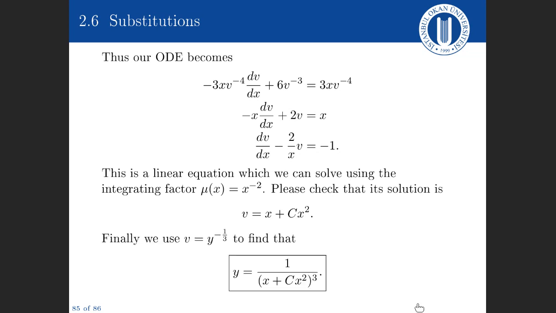Now that we know v, we can find y, because v is equal to y to the power minus 1/3. Hence, y is equal to 1 divided by x plus a constant times x squared, all cubed. Do the substitution, solve a linear equation, and then do the substitution again to get the answer that we want.